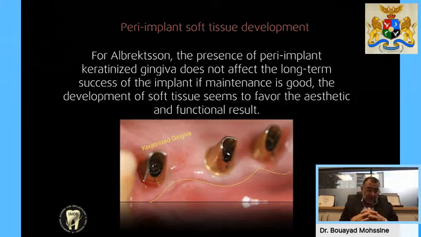of our mucosa. For Albrektsson, the presence of peri-implant keratinized gingiva does not affect the long-term success of the implant if the maintenance is good. The development of soft tissue seems to favor the aesthetic and functional result.